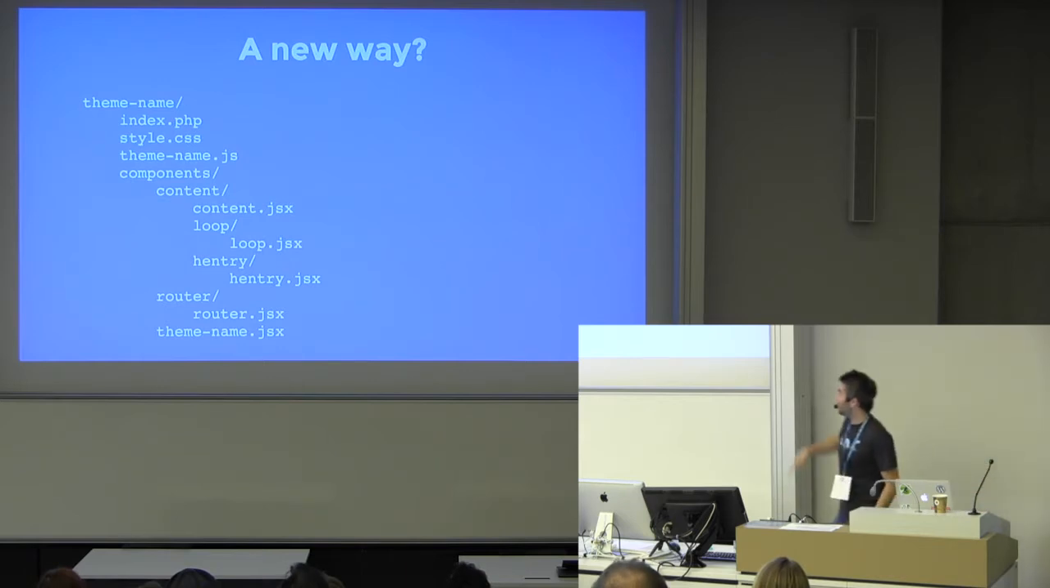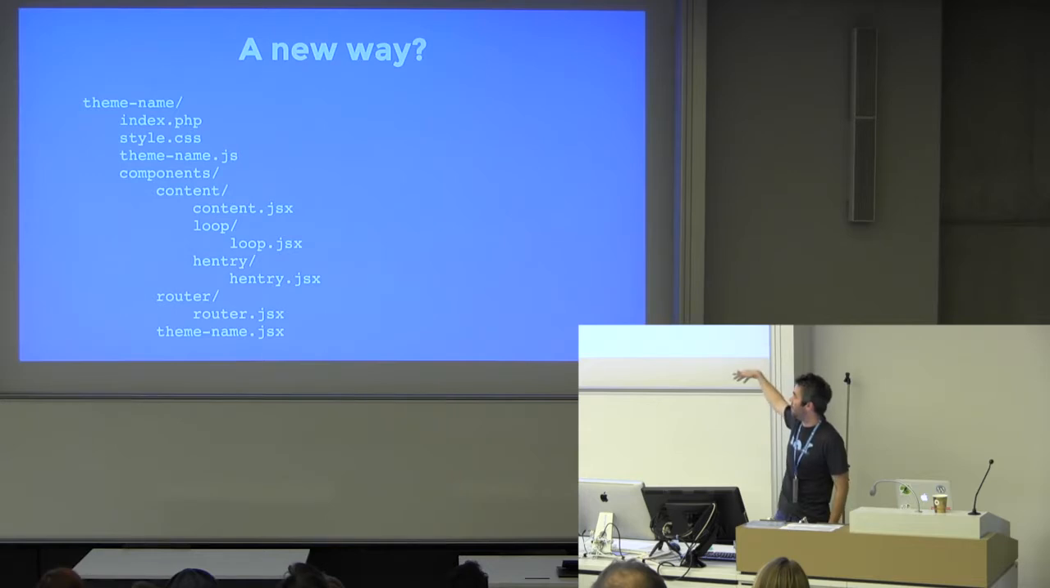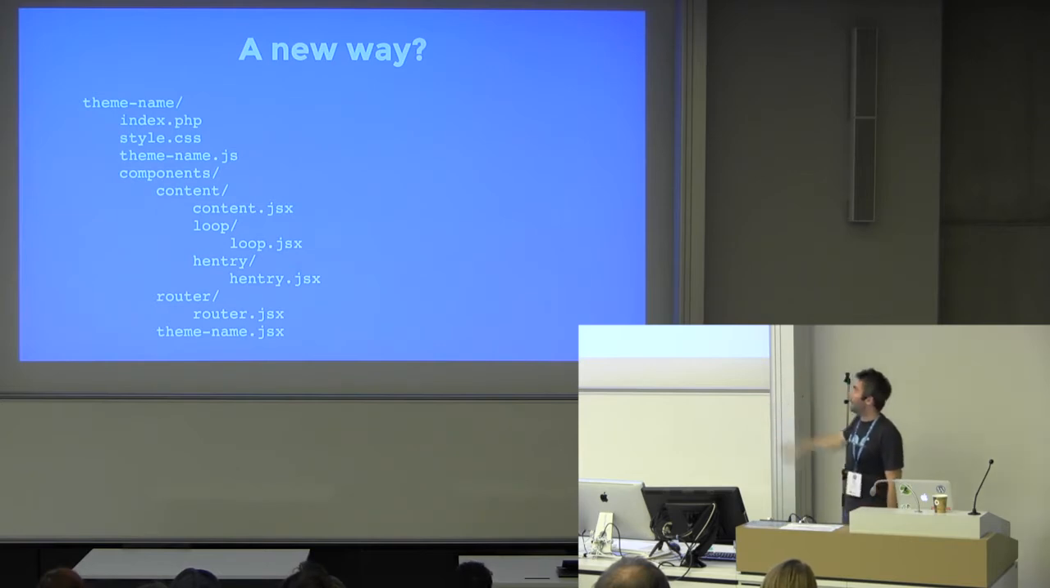Here we have the two core things that a theme actually needs, and that's an index.php and a style.css. And from that point, it just goes completely different. So we have these different components, which are built with React and JavaScript that I was talking about. And the JSX thing is the React thing I was talking about. They could just be pure JS files. It could be anything, really. But if we're using React, it might look a bit like this.